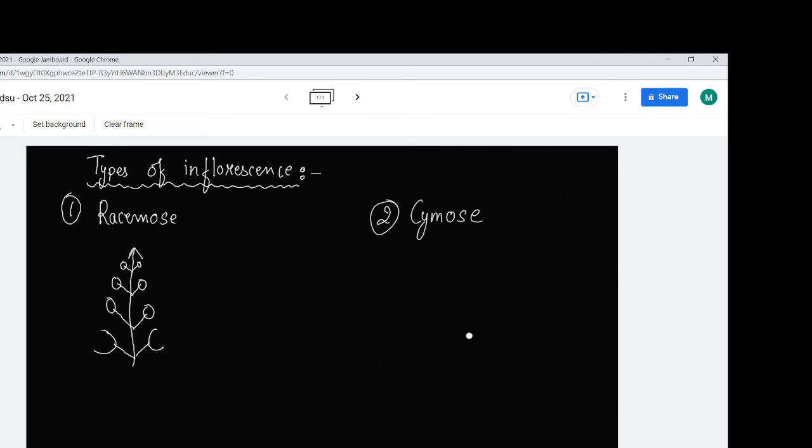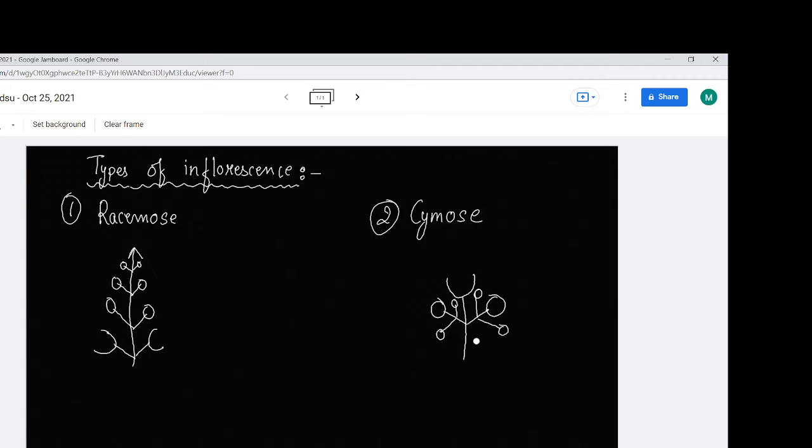And in cymose, just the opposite occurs. That is, the main axis will always terminate in a flower and it will bloom first because it is the oldest one. And then from the lateral sides, the branches will arise that will give rise to more flowers. These lateral branches may again give out more lateral branches. Okay, and each time it will terminate into a flower.